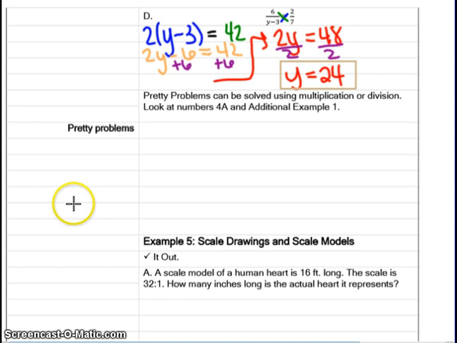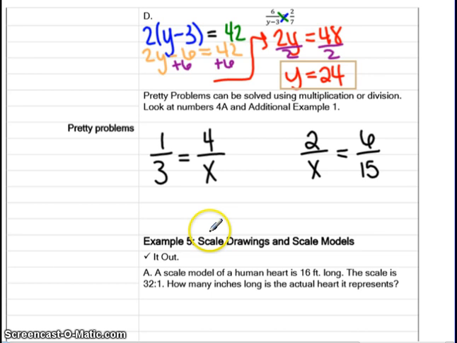They can be solved using multiplication or division. So, for example, we did some before that were pretty problems. Let me give you just some quick examples real quick. Alright, pretty problems can be solved by multiplying or dividing. So here I would have to multiply by 4 and multiply by 4 to get x is 12. Here I would have to go backwards. I would have to divide by a number to get here. So I'm dividing by 3. And 15 divided by 3 is 5. So I got my answer by division that time.